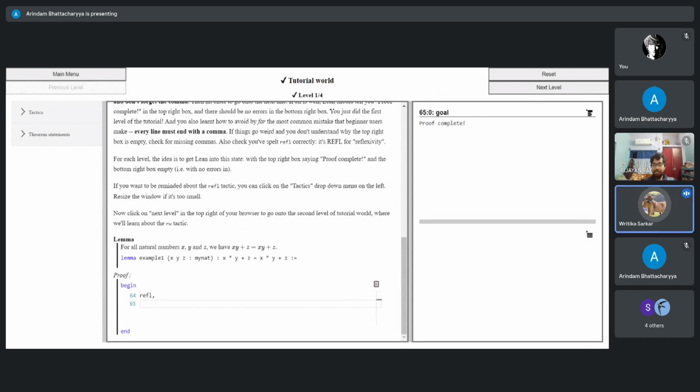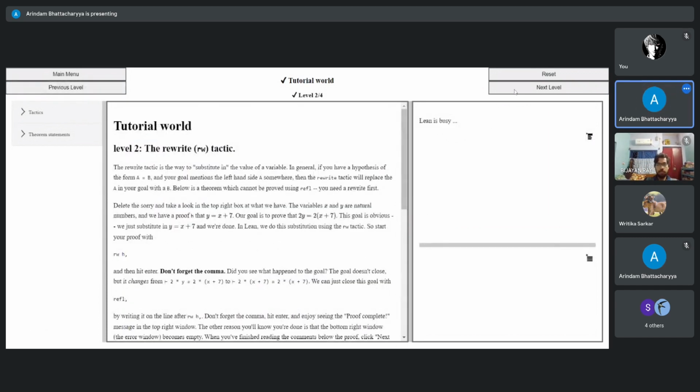Wait, so what was the function of the REFL command? So REFL proves anything. If your given statement to prove is of the form A equal to A, then REFL will prove that. Oh, okay, I see. Like REFL basically tells the computer that, you dumb computer, these are exactly the same things. Do it. And so it'll just verify both the sides. Yeah. Actually, something a bit more than that, but for now that's fine. And every line in Lean ends with a comma. So I guess that was fine.